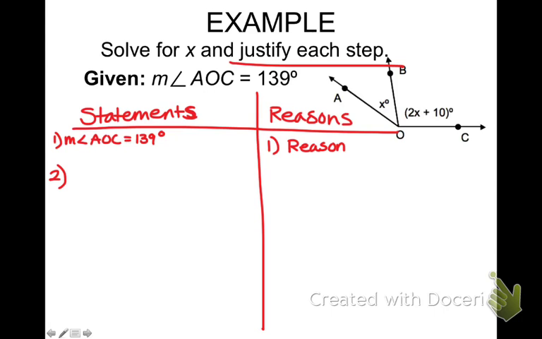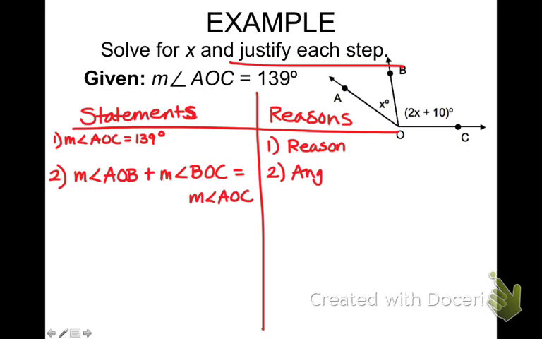So the measure of angle AOB plus the measure of angle BOC should equal the whole angle, which would be the measure of angle AOC, which is my angle addition postulate. If you want to just put post with a period for postulate, feel free to do that.